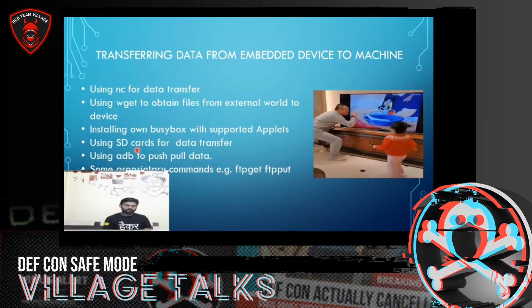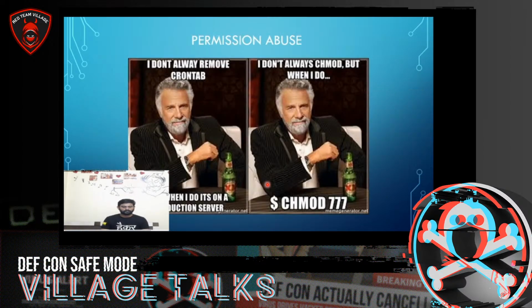Then, if there is SD card functionality, you can connect an SD card and transfer the data with it. With ADB push and pull you can extract or push data inside the device. And in this next example we are going to use some proprietary commands like ftp get and ftp put. So I'm going to show you some proprietary commands. You have to perform a command analysis of which command will possibly help you take the archive out or push the data inside the device.